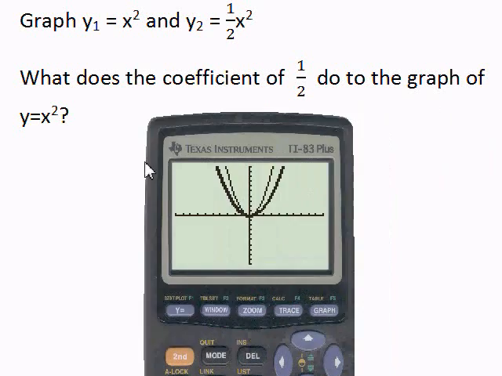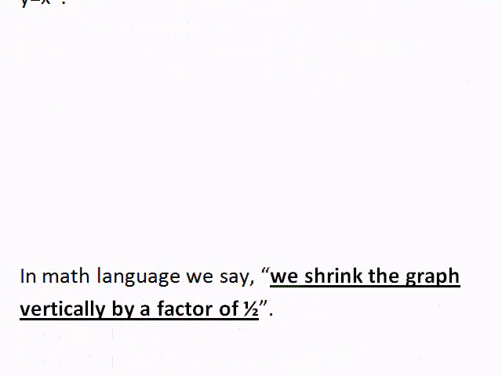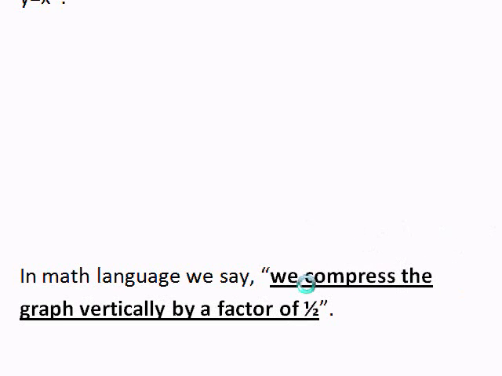In math language, we say that we shrink the graph vertically by a factor of 1/2. Now you can use the word shrink, or sometimes you'll see it written as compress. And we compress the graph vertically by a factor of 1/2.